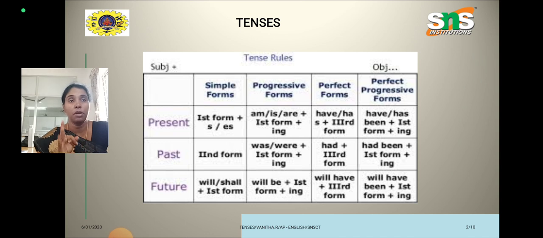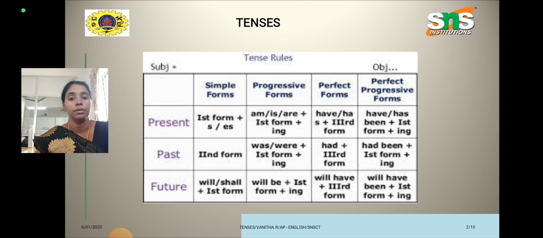So there are three forms of tenses: past tense, present tense, and future tense, and these three forms are again divided into four forms. In present we have simple present, present continuous, which you can also call present progressive, present perfect, and present perfect continuous, or perfect progressive. The same applies for past and future. So altogether we have 12 forms of tenses.